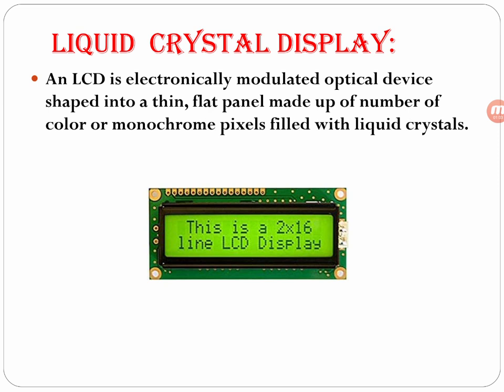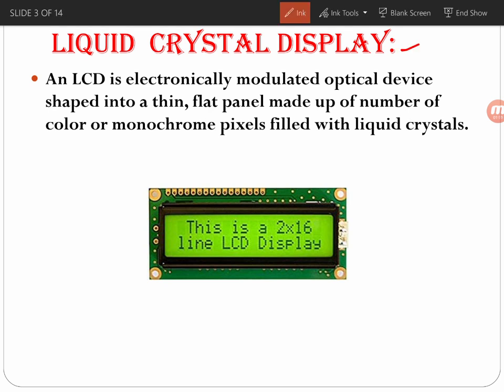So going ahead, first LCD. LCD stands for liquid crystal display. An LCD is an electronically modulated optical device shaped into a thin flat panel made up of a number of color or monochrome pixels filled with liquid crystals. Or otherwise we can also say it in one line: an LCD screen is an output display device widely used in embedded systems. An image is also included in this slide so that you can understand it.